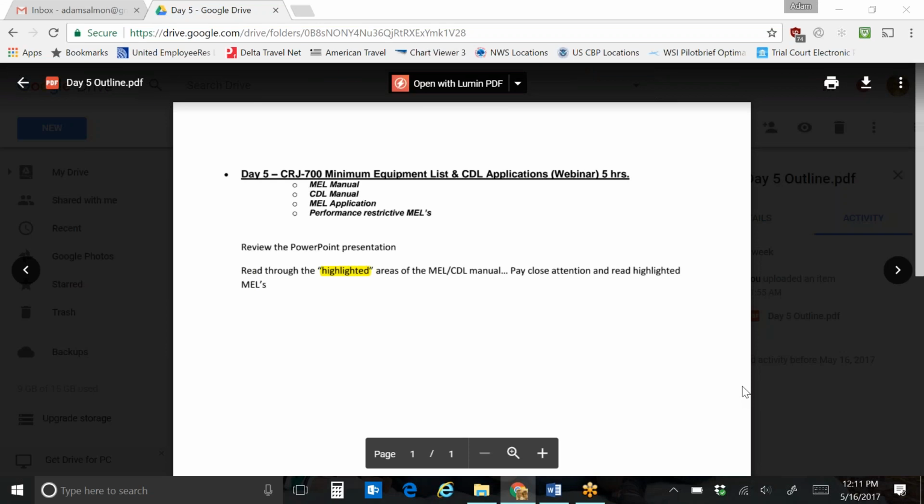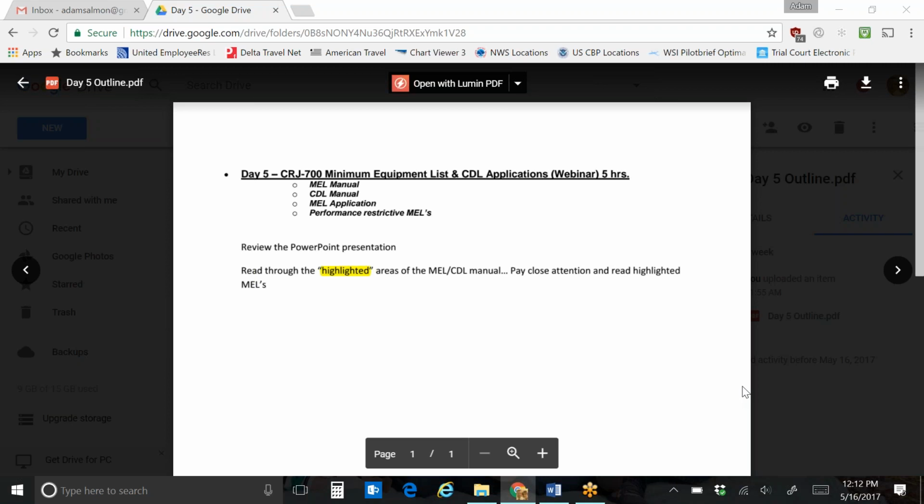We refer to the minimum equipment list as the MELs, so anytime in the past that you've been hearing me talk about MELs, it is referring to this specific list of things. We're going to go over the MEL manual, the CDL manual, MEL application, and then performance restrictive MELs.